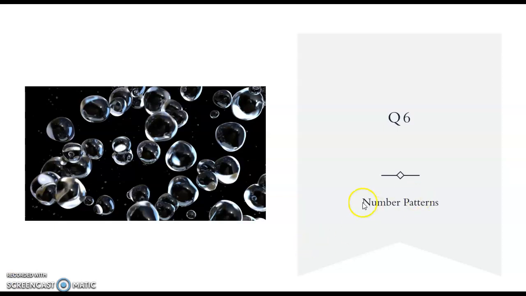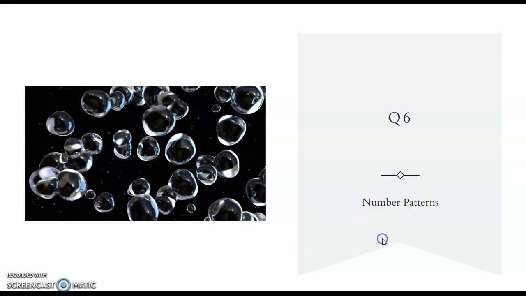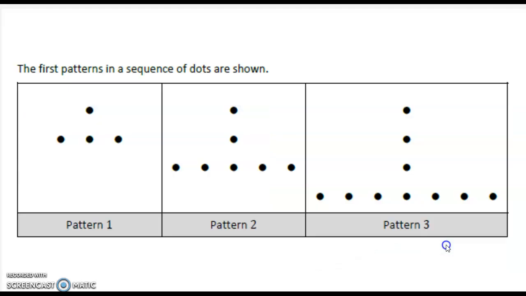Number 6, number patterns. In this question, we've got to look at a few patterns and see can we find out the next pattern and things like that. As you can see here, the first patterns in a sequence of dots are shown. So you have this pattern here, this pattern 2, and then pattern 3. And the first question you're asked is draw pattern 4 in the sequence.